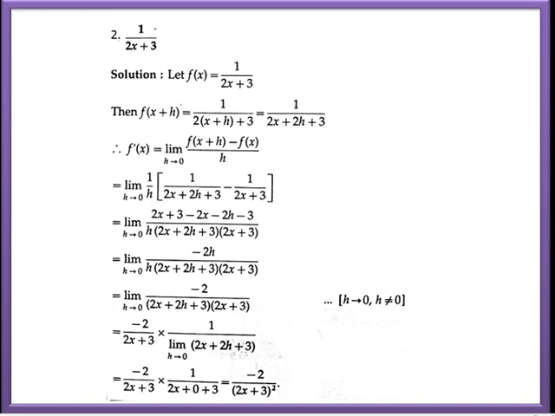Now this is another function, 1 upon 2x plus 3. Let f of x be 1 upon 2x plus 3. What is f of x plus h? f of x plus h is the value of the function f at x plus h. So replace every x by x plus h. Previously it was 2x plus 3 in the denominator. Now it will be 2 into, in bracket, x plus h, plus 3. Open the bracket and so on.